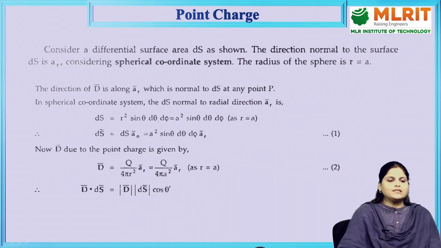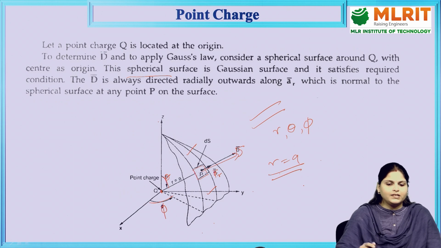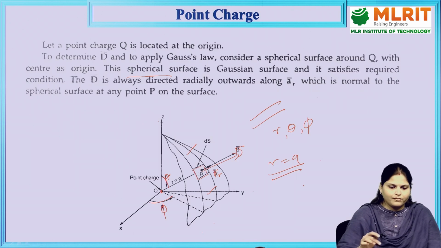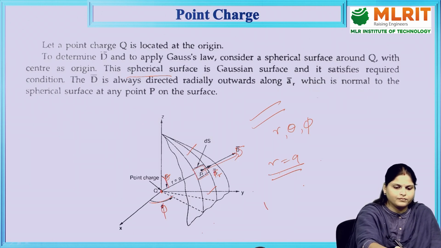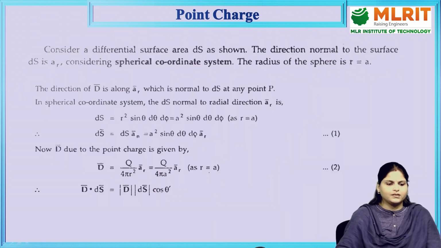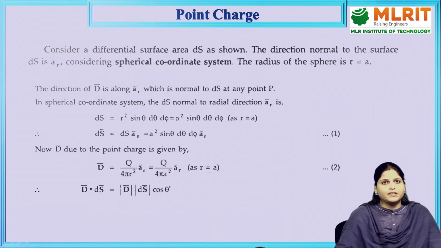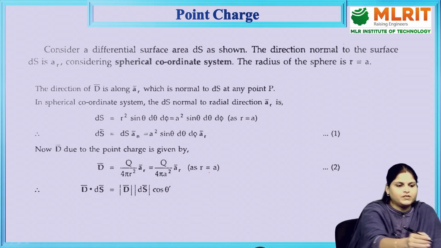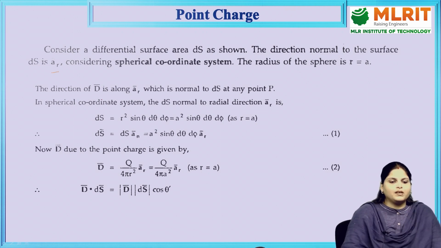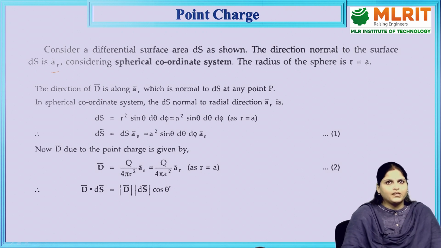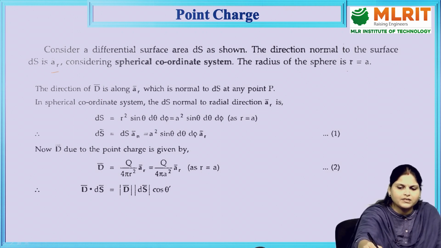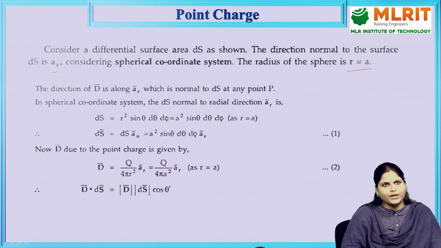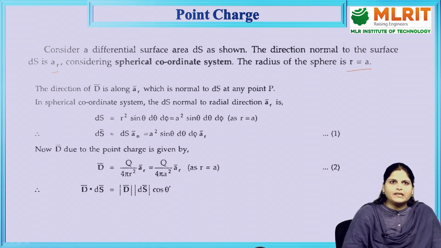We are considering a differential area dS here, this area. The direction is normal to the surface, which is given by aR, and we are using this spherical coordinate system, where we already discussed that r is taken as equal to a. The direction of D is along aR, which is normal to dS at any point.